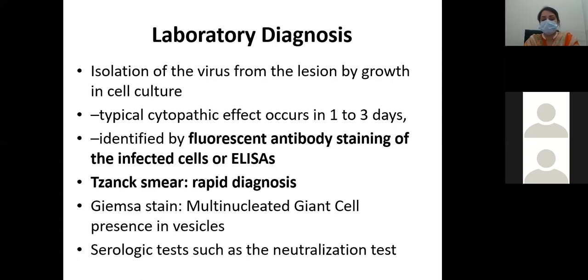Okay, then it can also be recognized by the smear, which is done only for rapid diagnosis. And we can also do the Giemsa stain. With the Giemsa stain, there can be multinucleated giant cells present in the vesicle, and serological tests such as a neutralization test can be done.